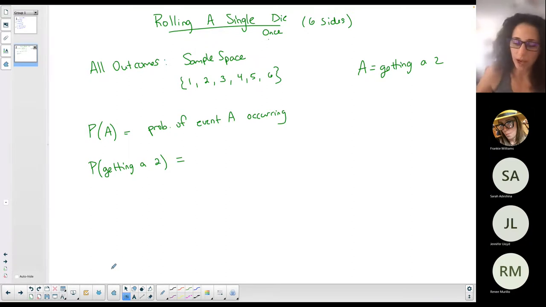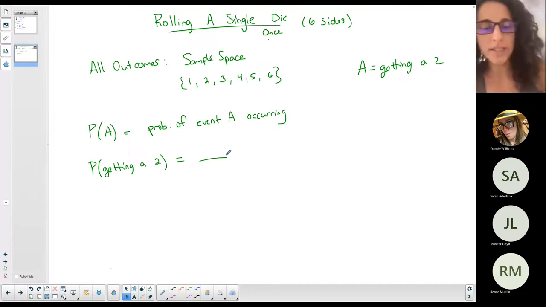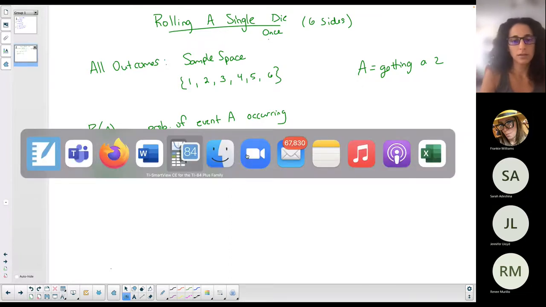Well, when you're calculating probability this way, you're always calculating it such that on the top, how many ways can I get a 2? Well, if I have a single die with 6 sides, there's only one 2, and I'm only rolling the die once. So there's only one outcome, rolling a 2. But there are 6 total outcomes. So whenever you're finding basic probability, it's always how many ways can you get what you want out of how many total ways or how many total outcomes you have. So this can be represented as a fraction. This can be represented as a decimal, 1 out of 6.